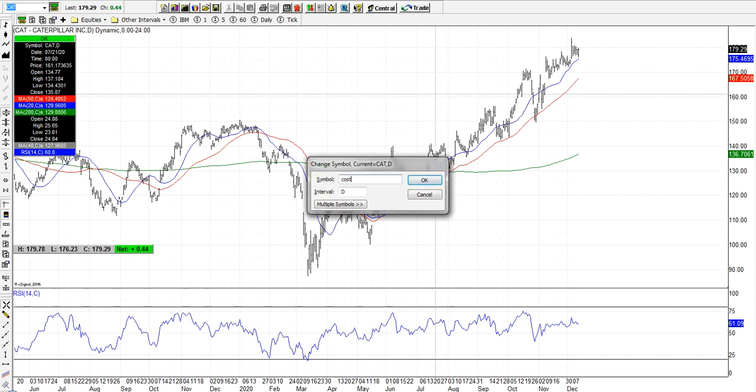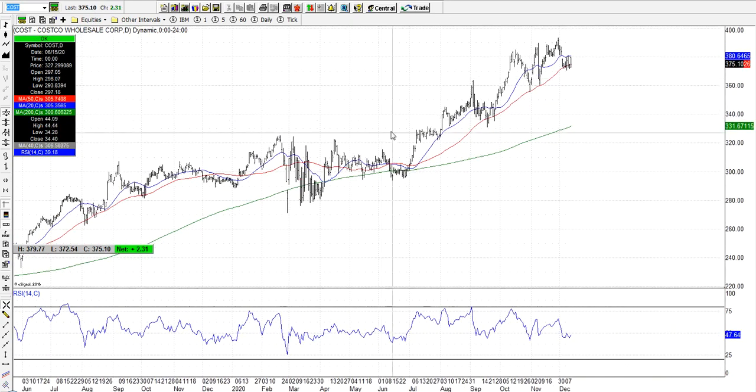Costco was another stock doing the same thing. This is a chart for Costco, 20-day, 50-day. It's going to bounce either off the 20-day or the 50-day. If it moves convincingly below, then you may have a new downtrend.